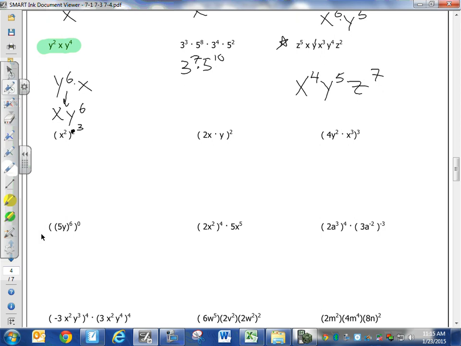On your blank sheet of paper, what is x squared cubed? X to the 6th is correct. Why? Because I can write this as x squared times x squared times x squared, and I can use that addition property and add 2 plus 2 plus 2 to get 6.